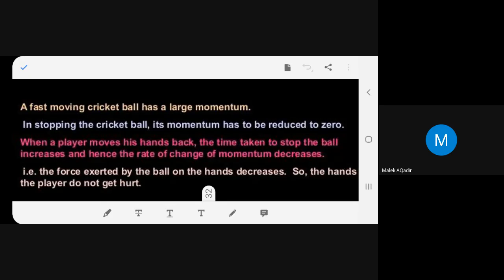But what you are doing now, you are trying to hold the ball, you're increasing the time to catch the ball. You understand? So, what am I doing? I am trying to decrease the speed or the momentum of the ball in my hand. So, I will not get hurt and I can even catch the ball.